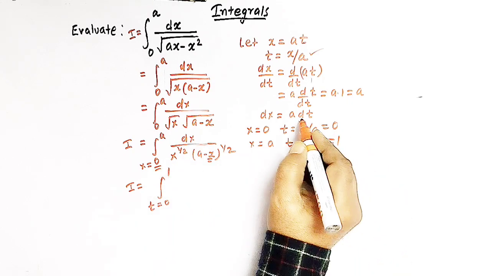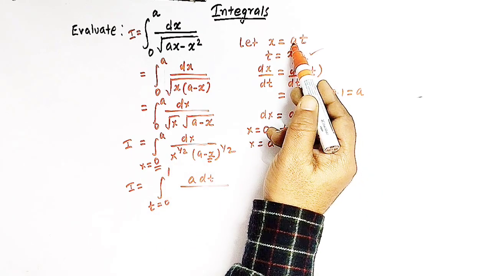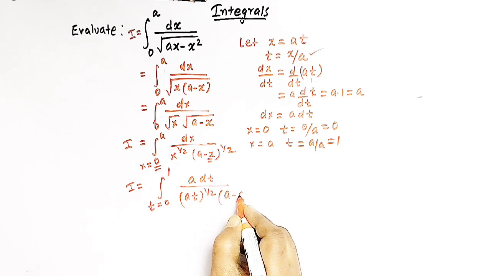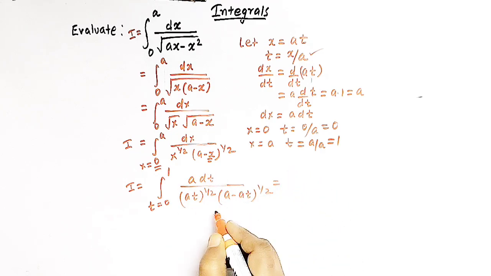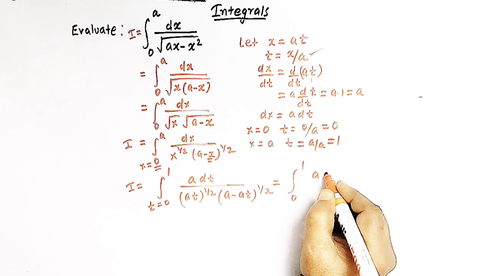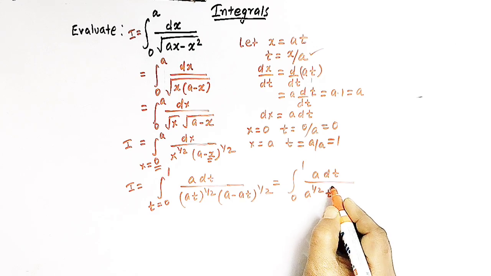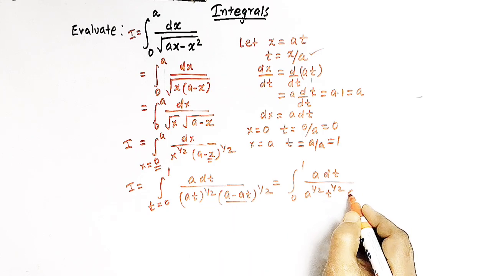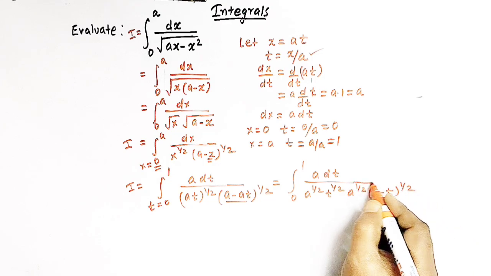And here for dx we can now write a dt, and here for x we can write at. So we have at raised to half, and here we have a minus at raised to half, right? So let us now simplify the integrand here. So we can now write 0 to 1. Here we have a dt, and from here we have a raised to half, then we have t raised to half, and from here we can take a common. So we have a raised to half times 1 minus t raised to half, right?